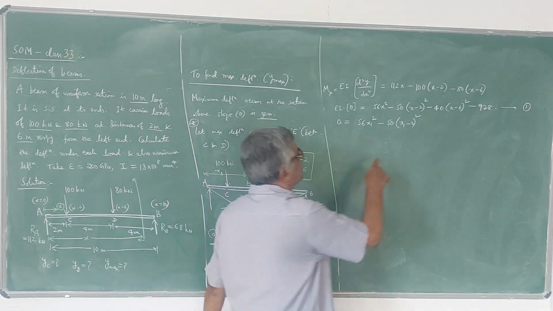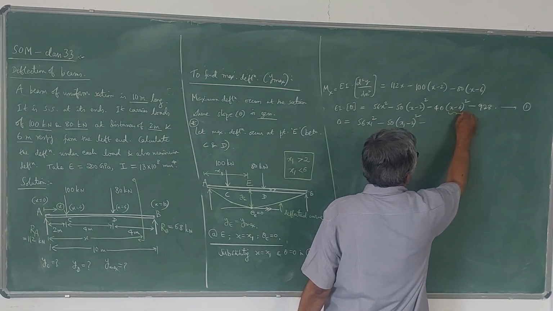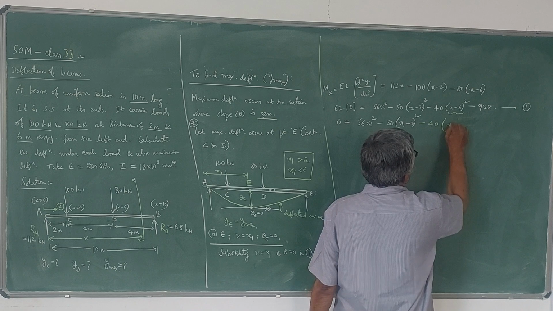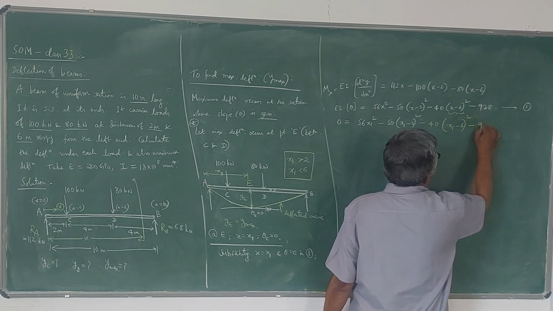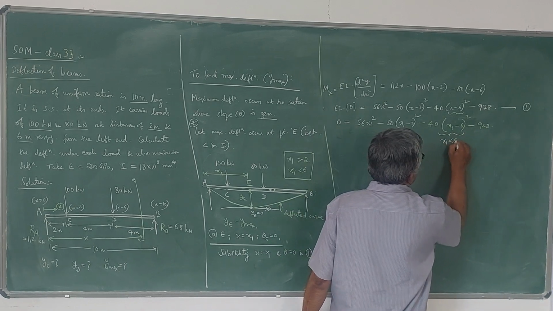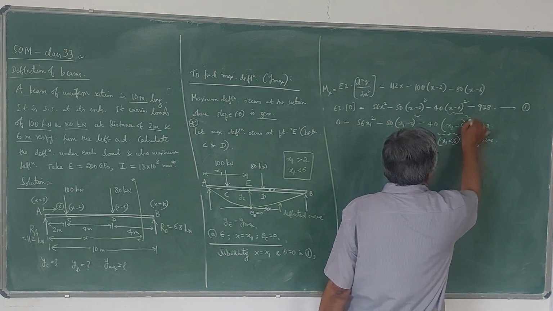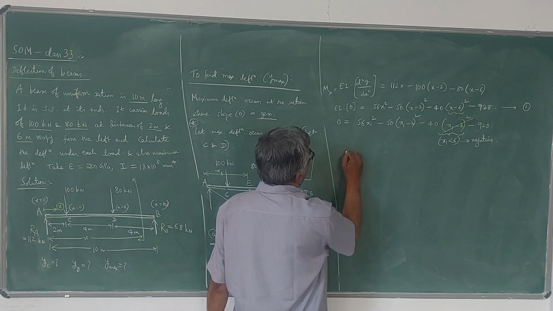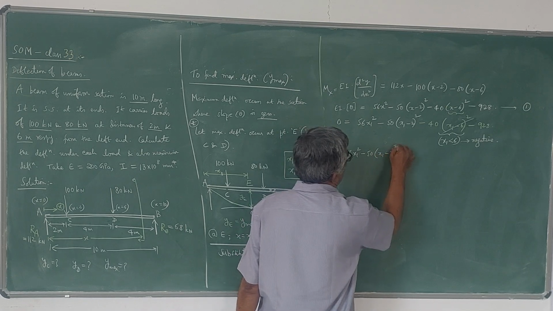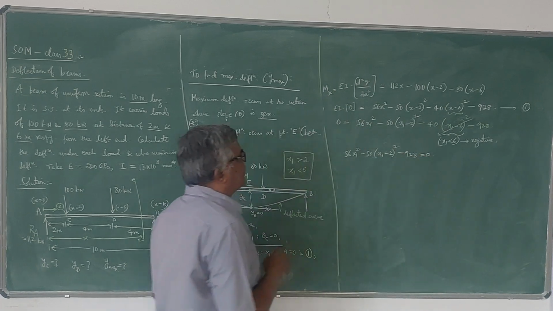In between 2 and 6 means this term I have to take, whereas this term becomes negative. I will write this, then I will cancel: minus 40 into x1 minus 6 whole square minus 920. So here please note that if x1 is less than 6, this term becomes negative. That means you have to neglect this term. So you will be left with now 56 x1 square minus 50 into x1 minus 2 whole square minus 920 is equal to 0. So this is a quadratic equation which we have to solve.